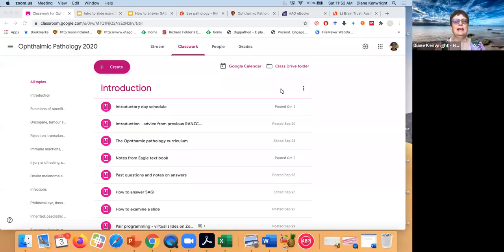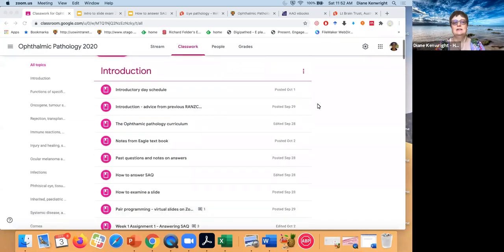Okay, so we're looking at the Google Classroom here again. This is the documents we've prepared for today. There was the schedule. We've had the introduction from the previous participants in the course. And then we've got the ophthalmic pathology curriculum, the most up-to-date one. There's a set of notes here from the Eagle textbook, which is essentially the text from the textbook without the pictures that you might find useful. And then previous registrars have prepared past questions and notes on answers. Let's have a little look at those.